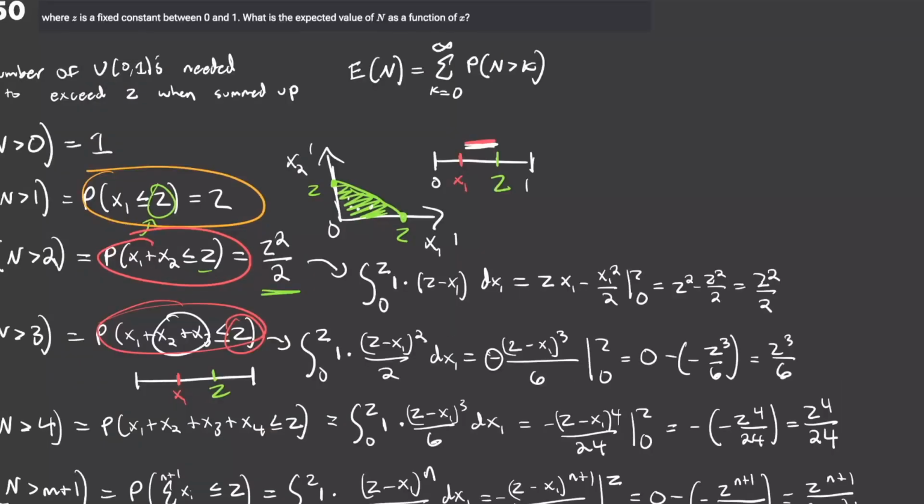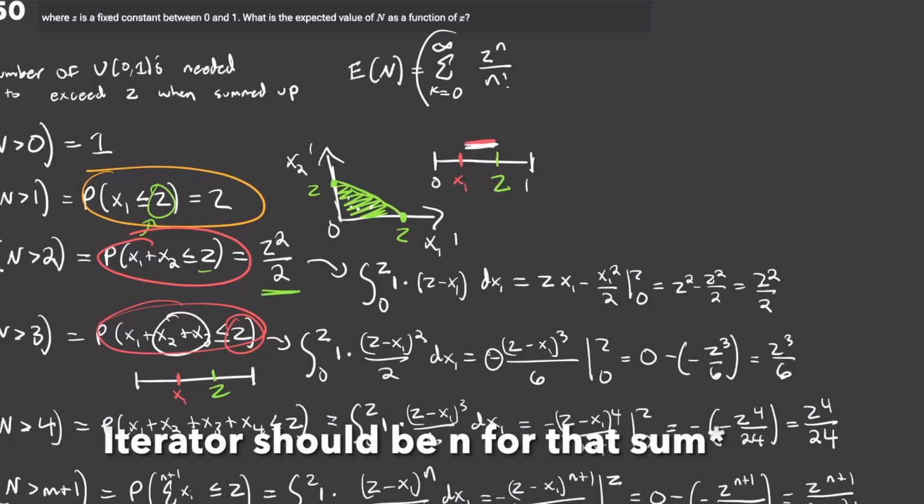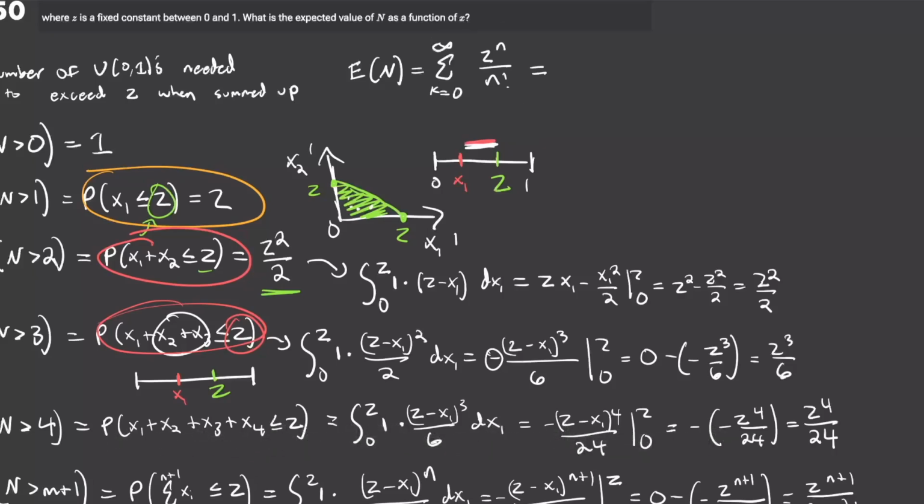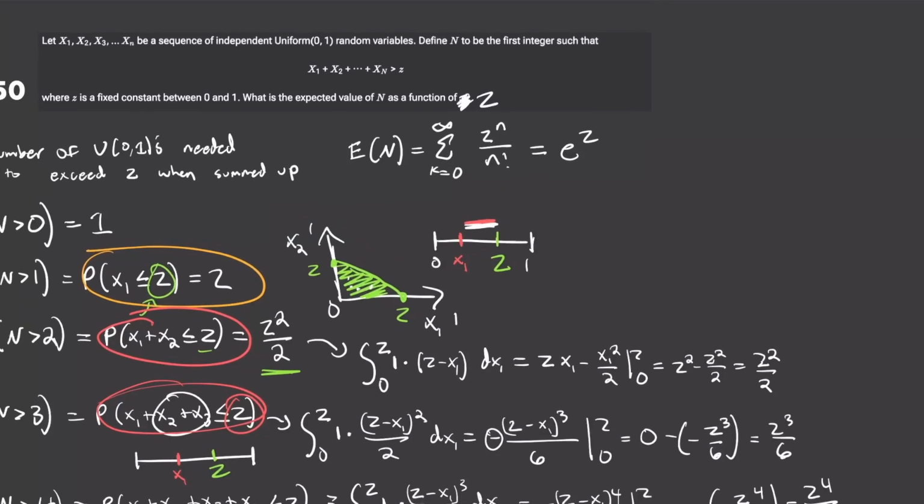Now remember, the expected value of n was the infinite sum of all of these probabilities, right? We just found the probability that n was greater than k was just z to the power of n divided by n factorial. Now this is a very well-known limit. It's just going to be e to the power of z. And whoops, again, I just realized this problem has a typo. This should be zn as a function of z, right? Because we were using z as our fixed constant. So the final answer was e to the power of z. So yeah, that was probably the hardest problem that we've done so far.